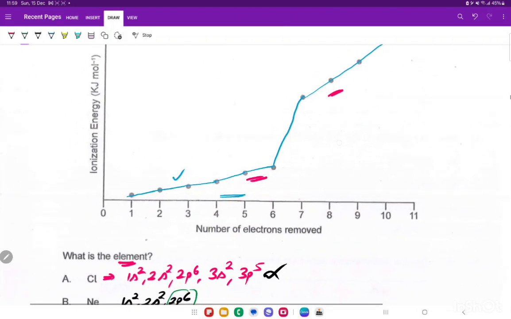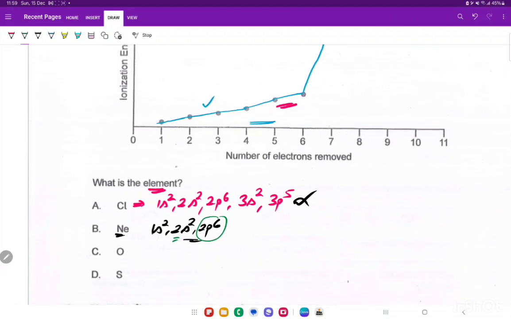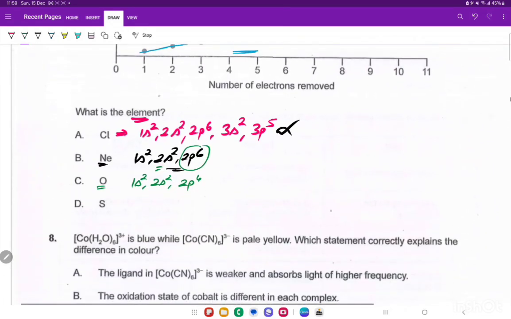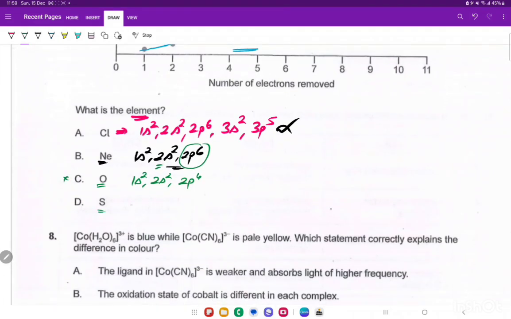Energy goes on increasing. There is an increase in energy, so I think neon also cannot be the answer. Now comes oxygen. Oxygen is 1s2, 2s2, 2p4. Oxygen has a total of 8 electrons only and we have 10 electrons. Oxygen is also not possible.